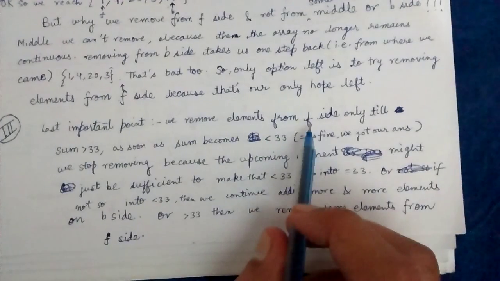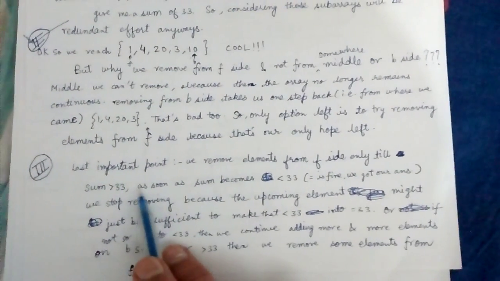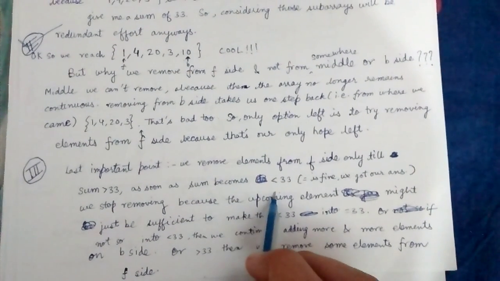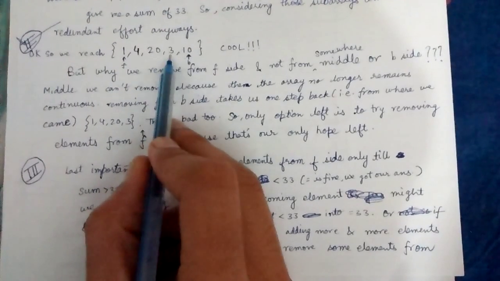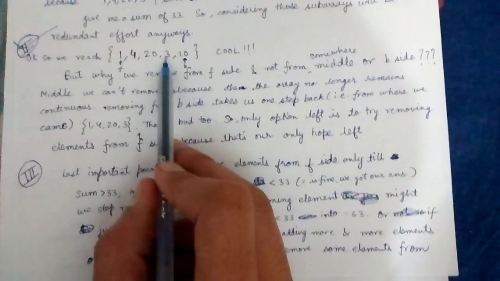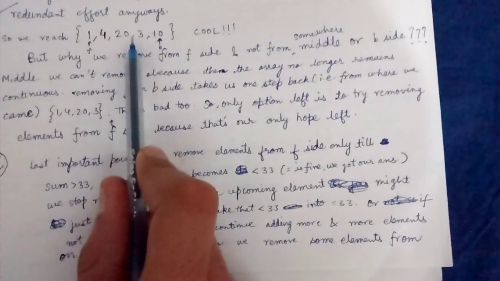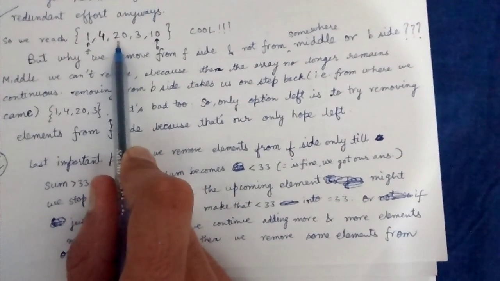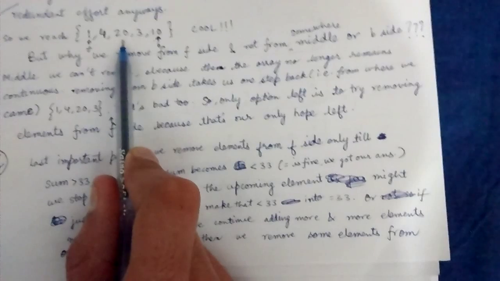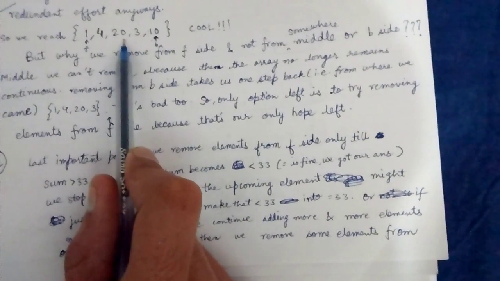Last important point: we remove elements from the F side only till the sum is greater than 33. As soon as the sum becomes less than 33, we don't remove anymore. Okay, one more point is there. If it becomes equal to 33, as in our case, we removed one element, two elements, and then the sum became equal to 33. So then we have got our answer. We just return from the function. We don't care anymore. We have got our answer.